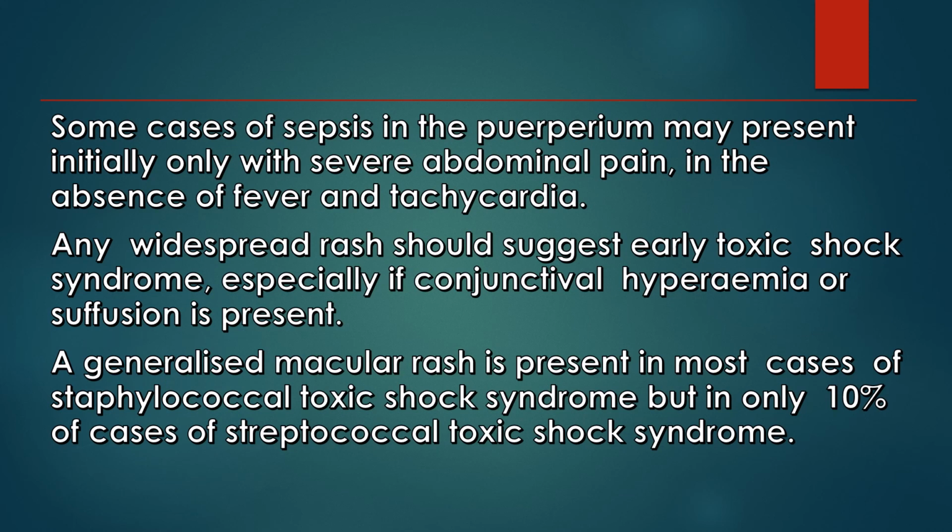Some cases of sepsis in the puerperium may present initially only with severe abdominal pain in the absence of fever and tachycardia. Any widespread rash should suggest early toxic shock syndrome, especially if conjunctival hyperemia or suffusion is present. A generalized macular rash is present in most cases of staphylococcal toxic shock syndrome, but in only 10% of cases of streptococcal toxic shock syndrome.